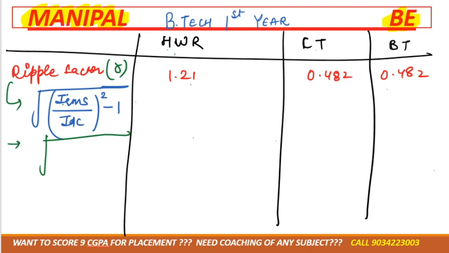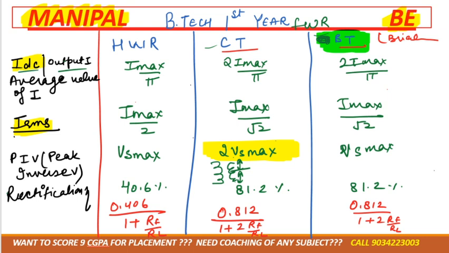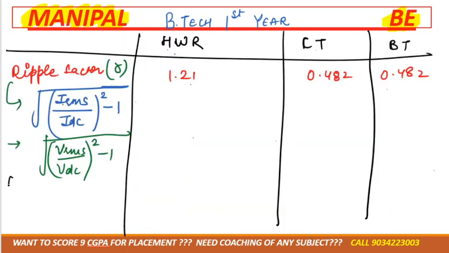And you can use that if the current is not given, then Vrms by Vdc, whole square, minus 1. Okay. So this is the standard formula that is valid for both the cases, half wave and full wave. The efficiency formula I am also telling you directly.